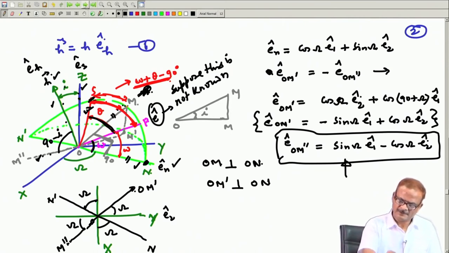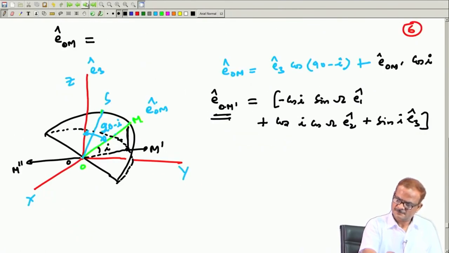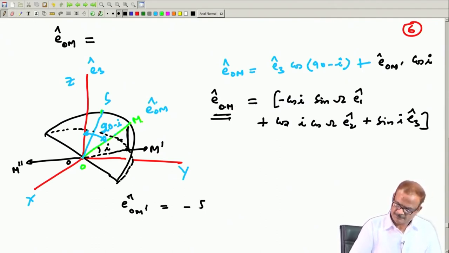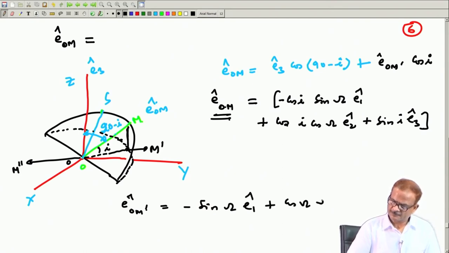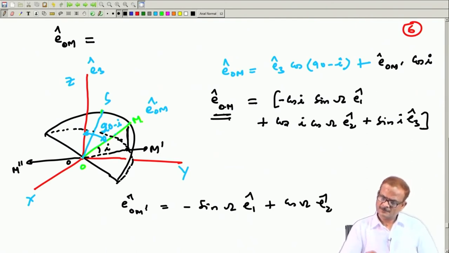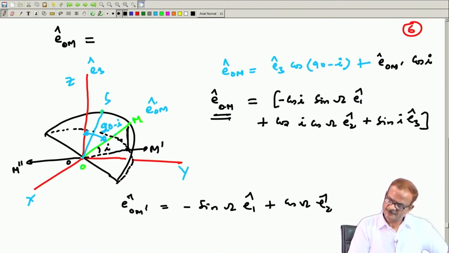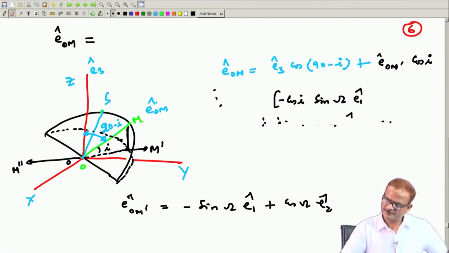cos I times E 2 cap, I will write there sin and cos, sin and cos, sin cos capital omega E 2 cap. So, E O M cap is what we have written here. This vector component and this vector component we are multiplying. I will erase this line and work it out properly, there is an error in here.